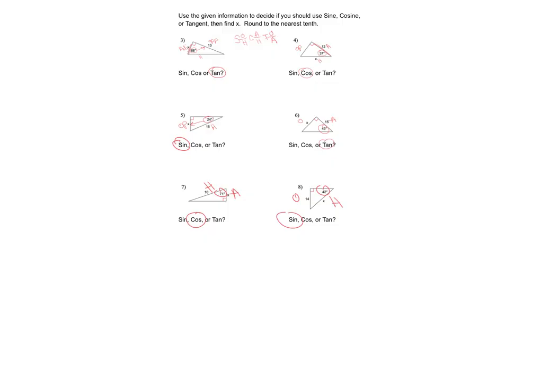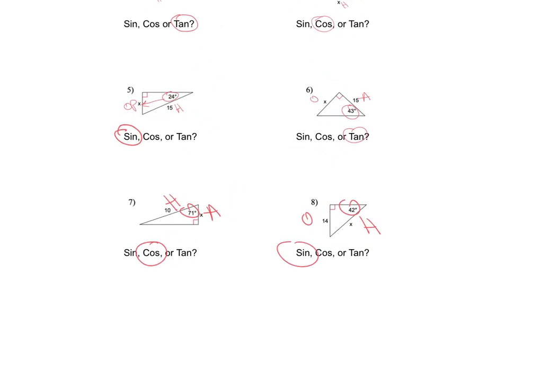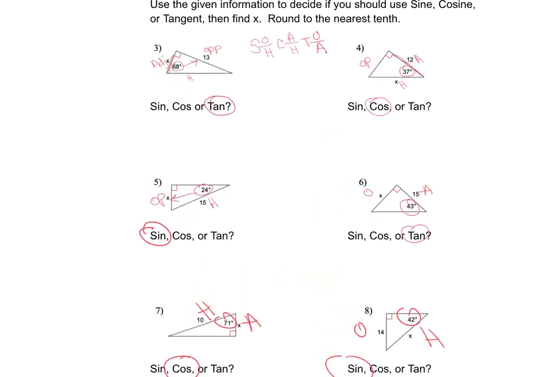Okay, so if you look, double check that you have things labeled correctly with your opposite, adjacent, and hypotenuse, and that you have chosen the correct trig function that goes along with based on the names that you labeled there. And now let's go back and let's actually solve.